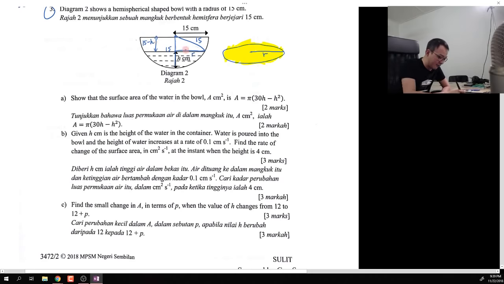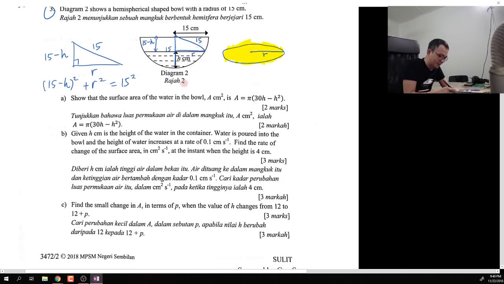So you should be able to see a triangle here. My hypotenuse here is 15. This one will be the R I want, and this one will be 15 minus h. Because my equation has h, I want to make R the subject. So I will do the Pythagoras here: 15 minus h squared plus R squared equals 15 squared. And then I will solve my Pythagoras as you expected.